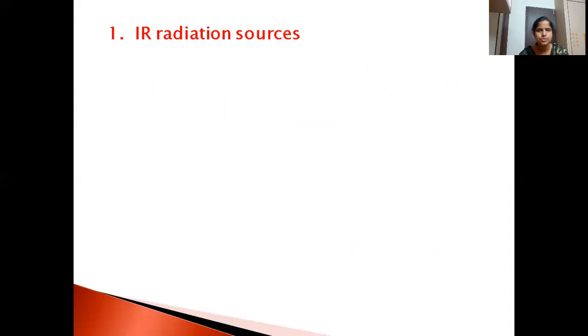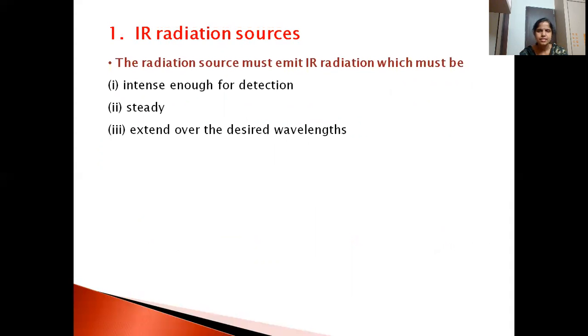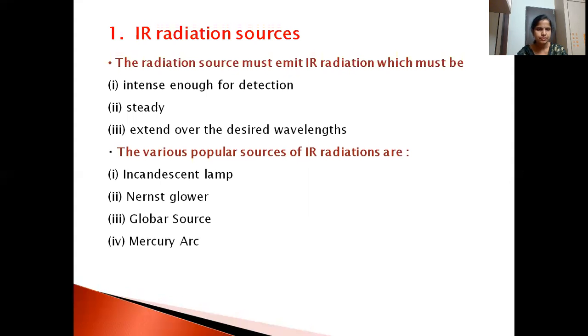First, IR radiation sources. What are the various IR radiation sources that we can use? All the IR radiation sources should be highly intense, because when the radiation is intense, it will be very easy to detect. And the radiation should be steady, that means uniform, extended over the desired wavelength. Whatever wavelength we need, that particular wavelength has to be focused onto the sample.